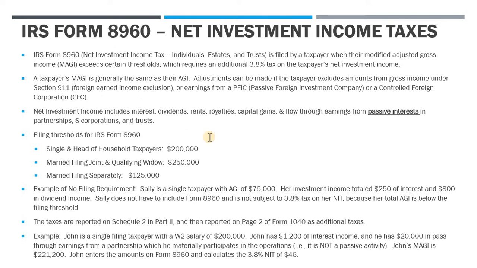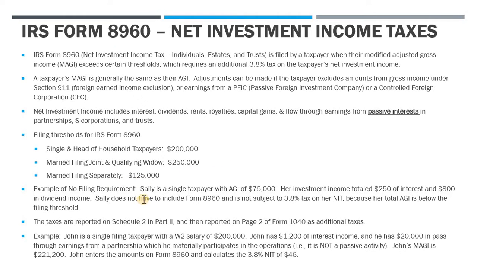So what are the filing thresholds? If you're a single filer or HOH, head of household, your modified adjusted gross income has to be above $200,000 in order to be subject to this tax, this additional surtax. And there's the thresholds for married filing joint and married filing separate.